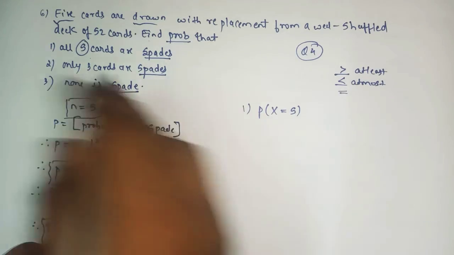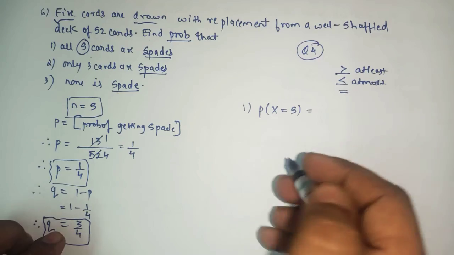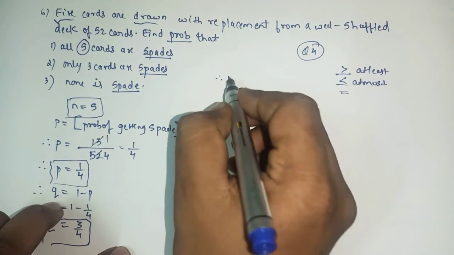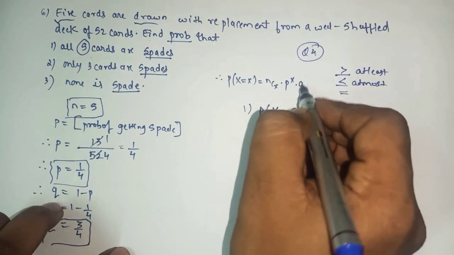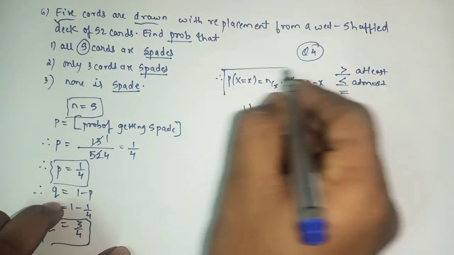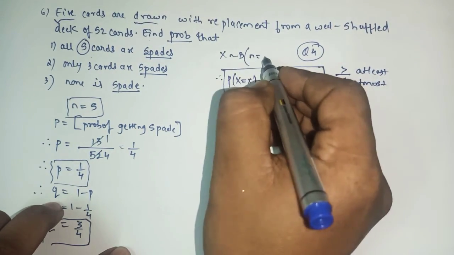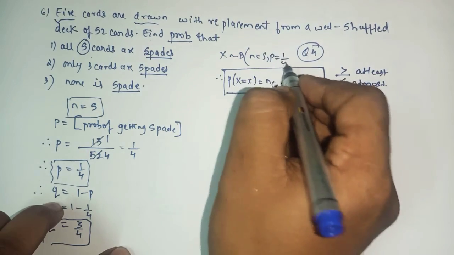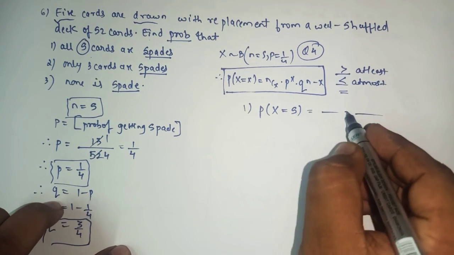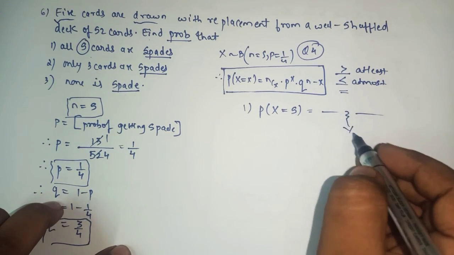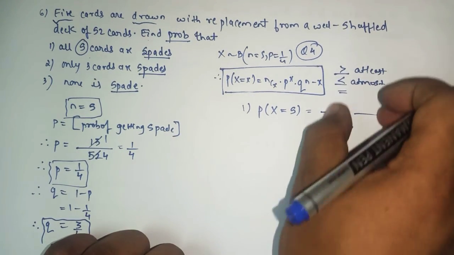So that's why I took all 5 cards are spade. That means x equals to 5. Okay, as we all know that the formula is what? P of x equals to nCx p raised to x into q raised to n minus x. Okay, before this you will write x follows binomial with n equals to 5, p equals to 1 by 4. I hope you all might be knowing how to solve the sum further. Okay, so please try the remaining part by yourself.